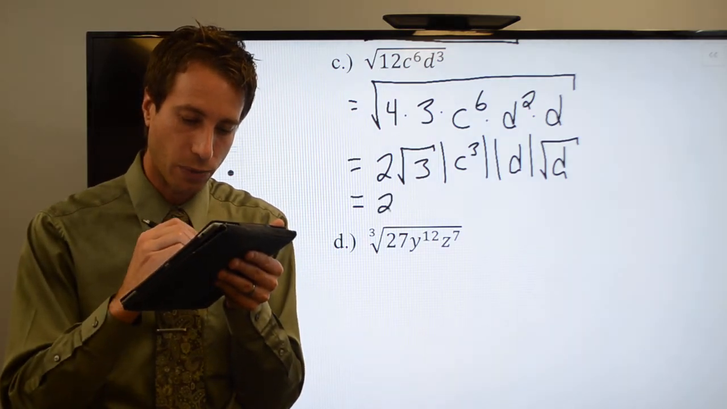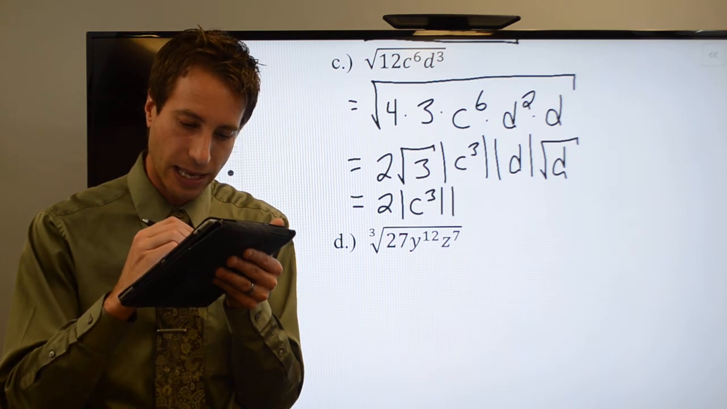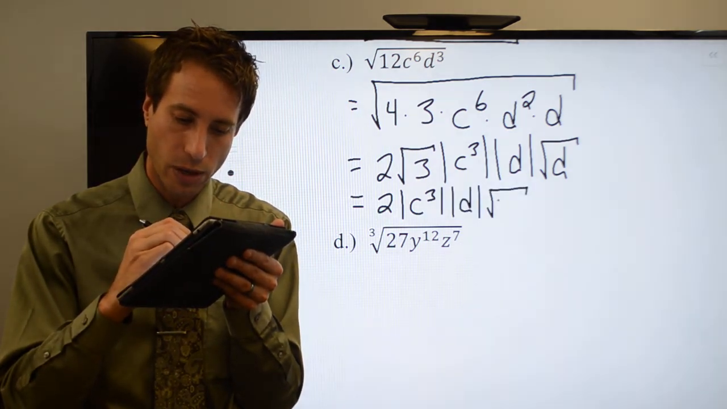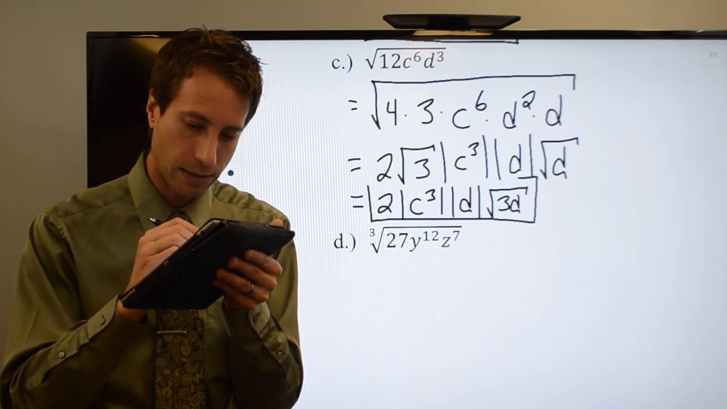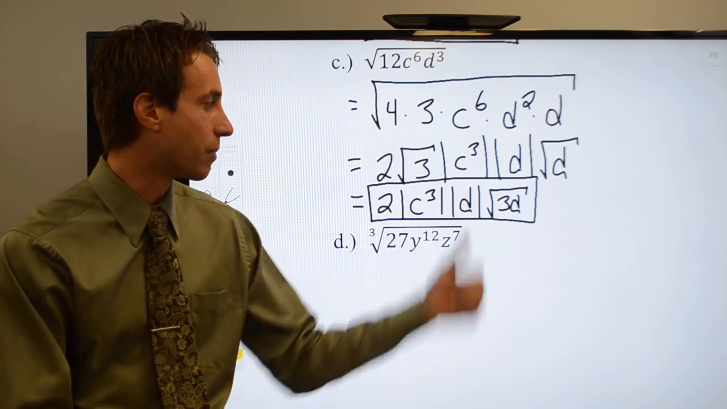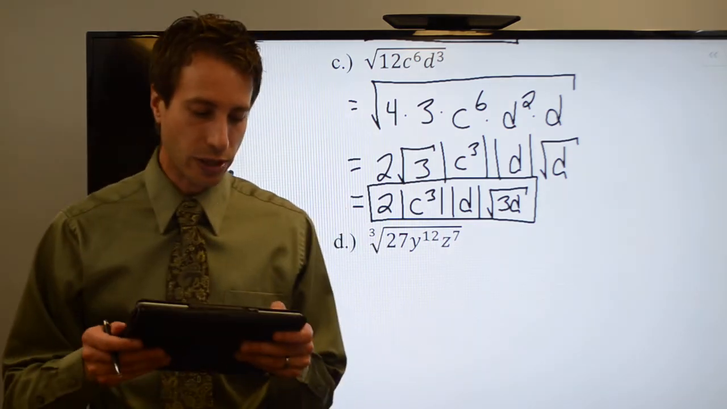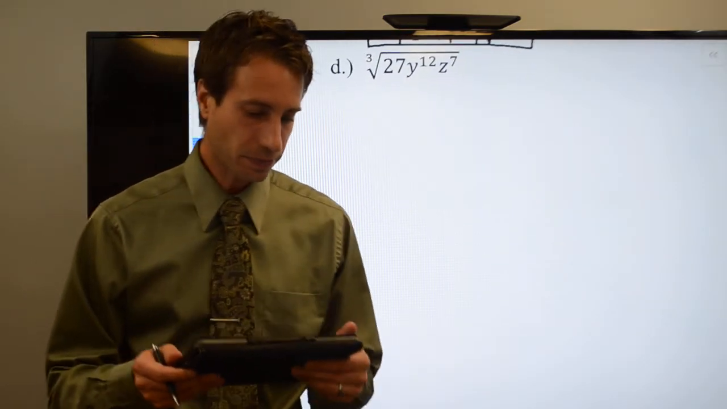So I have 2 times the absolute value of c cubed times the absolute value of d times the square root of 3d. And there you guys go. That's going to be your simplified form for that one. Awesome. Really, really good work. Let's go ahead and do another one.